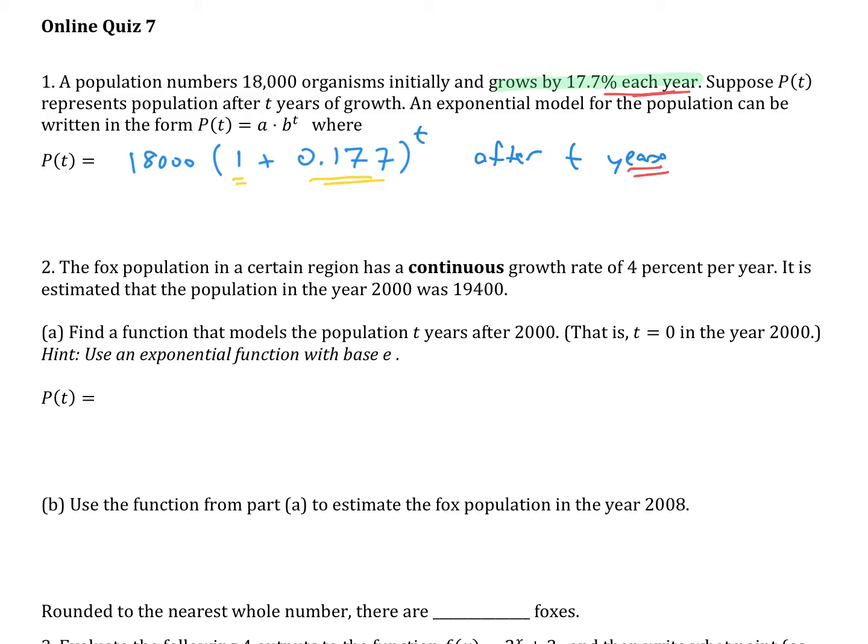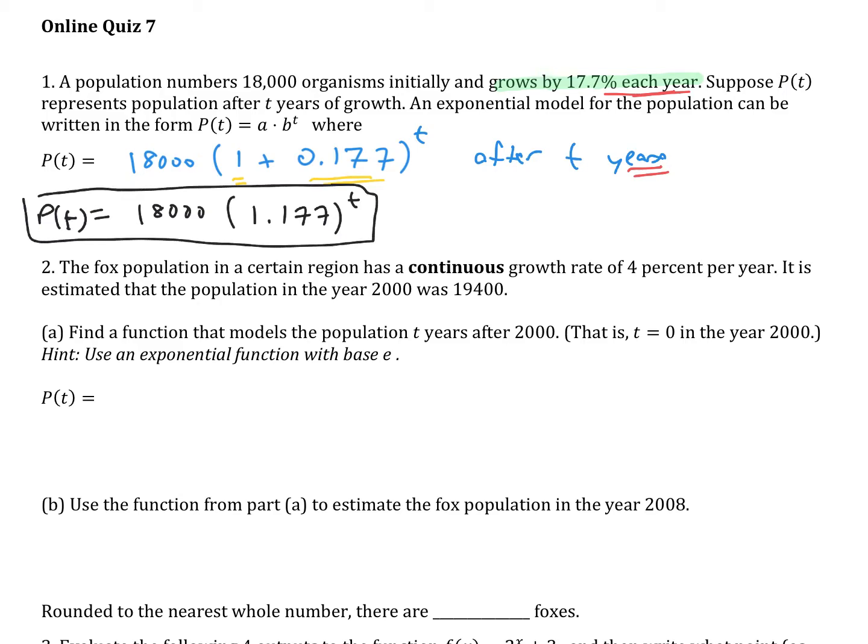So to put it in your calculator, you wouldn't write the base there as 1 plus 0.177. You would just go ahead and add those numbers together. So we would say 18,000 times 1.177 to the t would be our formula for P of t.